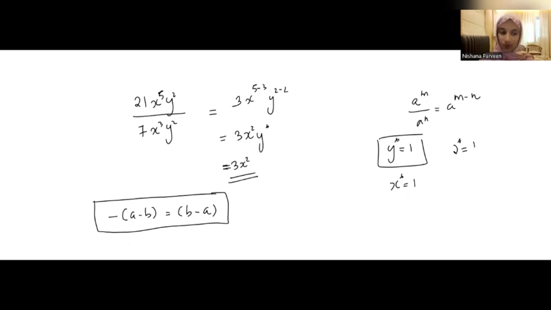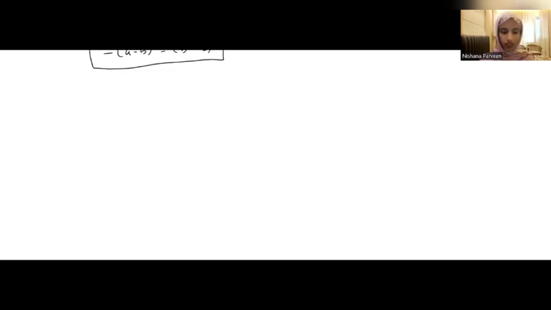Okay, so it was negative of a minus b. When I took this negative into the bracket, it became b minus a. That means b was initially negative, it became positive. a was initially positive, it became negative. So that means they changed their sign. I hope it's clear for you. So shall we go with the next one? Okay, I hope so. We can just do some problems there.